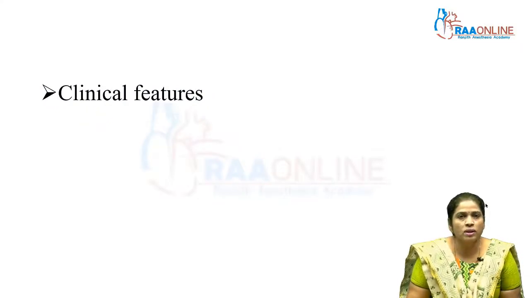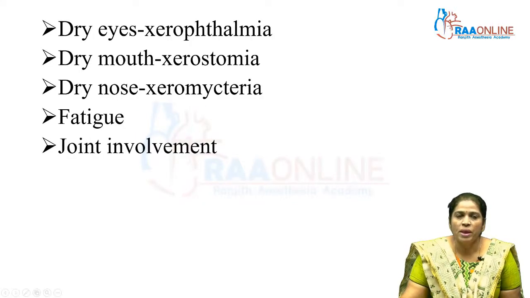Now I'm going to come to the clinical features, some of which have already been covered in the classification criteria. The main features are dry eyes, dry mouth and dry nose: xerophthalmia, xerostomia and xeromycteria. There can be vaginal dryness as well. Fatigue is an important feature which is quite a difficult thing to treat because it's quite disabling. This was one of the features that Venus Williams mentions in her interview.